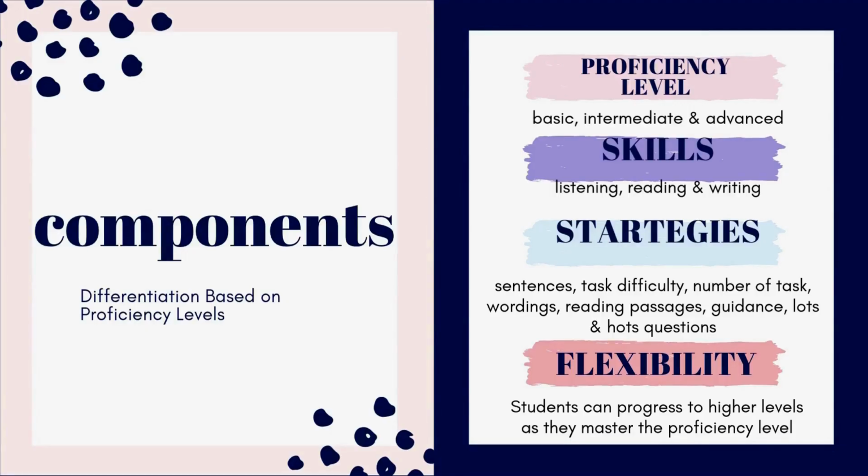And then the worksheets are differentiated according to a few strategies, such as sentences, task difficulty, number of tasks, wording, reading passages, guidance given, examples given, guidance in the task, and LOTS and HOTS questions. So the differentiation was made according to these elements. And then the flexibility. When a student is labeled as basic group, they will be given the basic differentiated module. Once they reach a higher level, for example, from TP2 to TP3, the student can be given the intermediate level module in order to enhance their proficiency level.